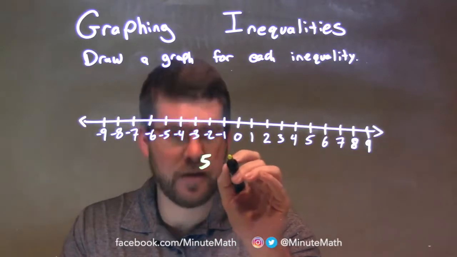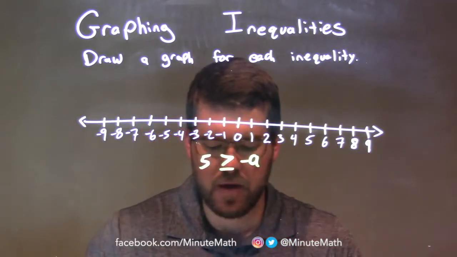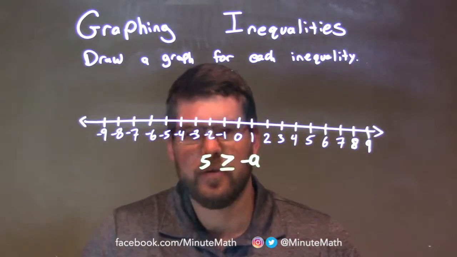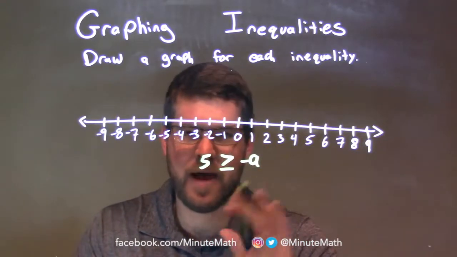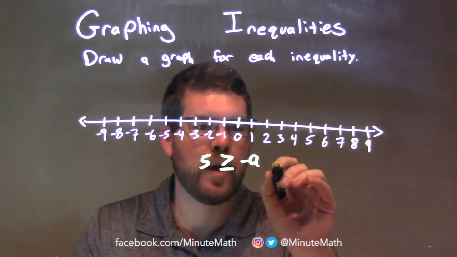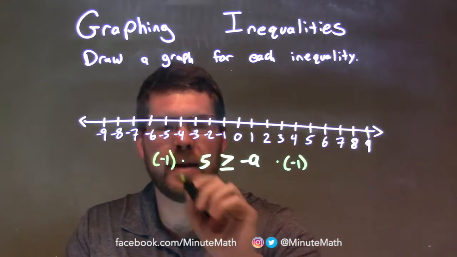5 is greater than or equal to negative a. Okay? Well, the way I go about this is I like to get a by itself first. So there's a negative in front of the a. I don't like it. So I'm going to multiply both sides by a negative 1. Okay? Multiply both sides by a negative 1.